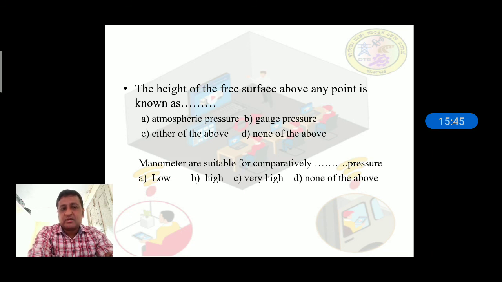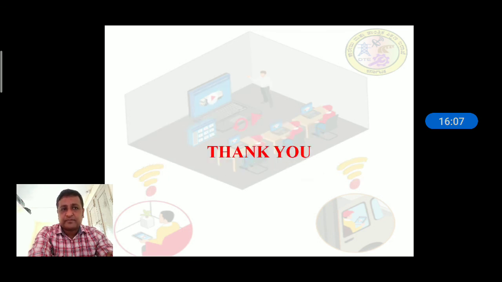And the last one: manometers are suitable for comparatively dash pressure. The first answer is low, second is high, third is very high, and last is none of the above. Manometers are suitable for comparatively low pressure.